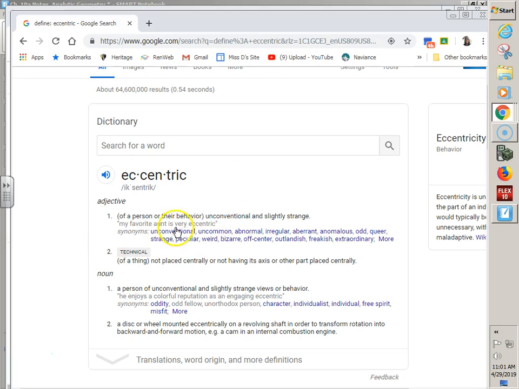You guys can see the synonyms, and I don't think you would tie most of these to rich people: abnormal, irregular, odd, queer, strange, peculiar. Not in the way that you think. Words change. Weird, bizarre, off-center, outlandish, freakish, extraordinary. I get that you're thinking of the extraordinary or the outlandish part, but really, in old stories or even newer stories, it's usually a pretty negative term.